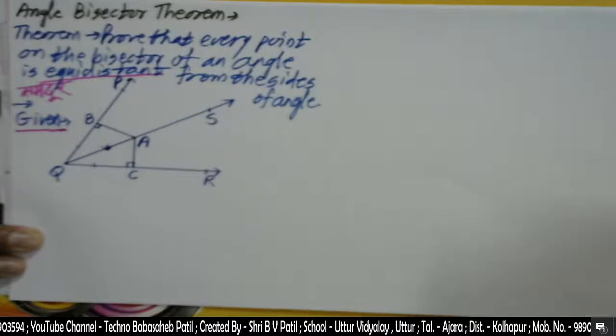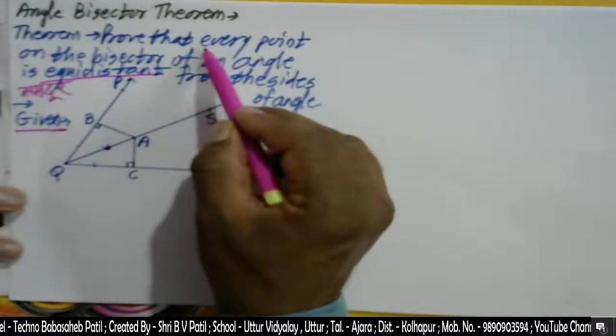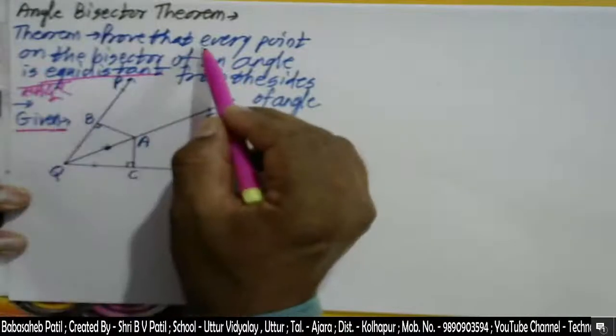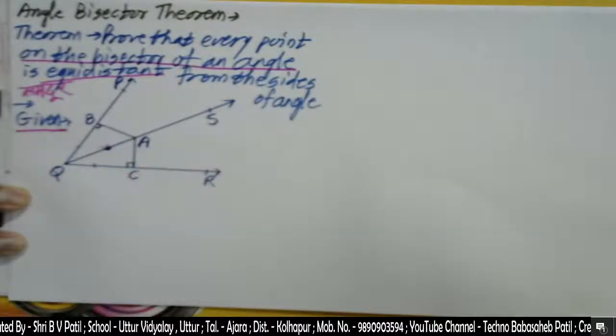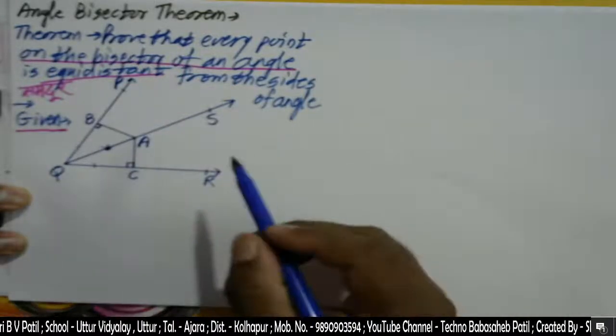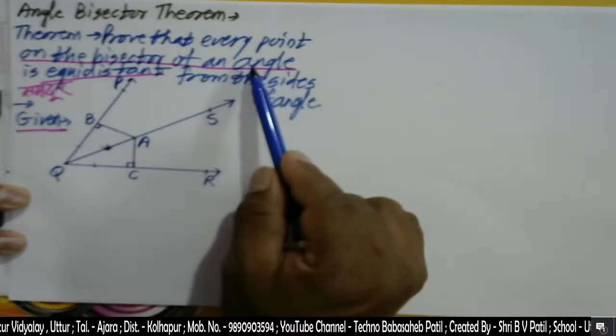In given, we can write every point on the bisector of an angle. Means we can say which is the bisector of which angle.